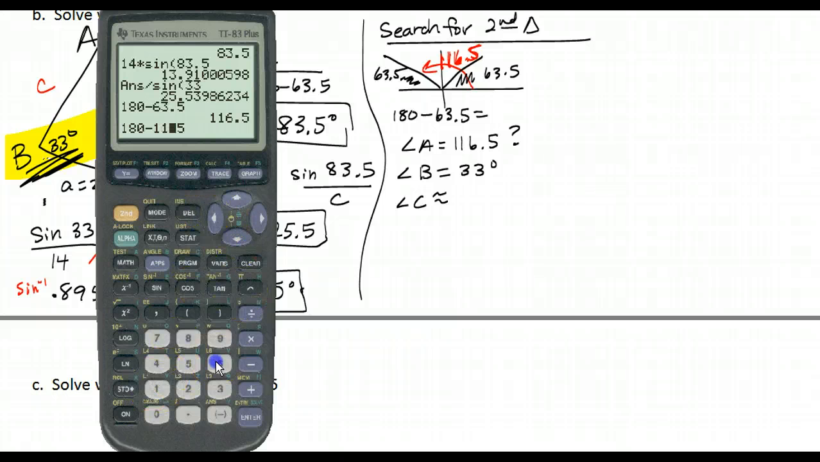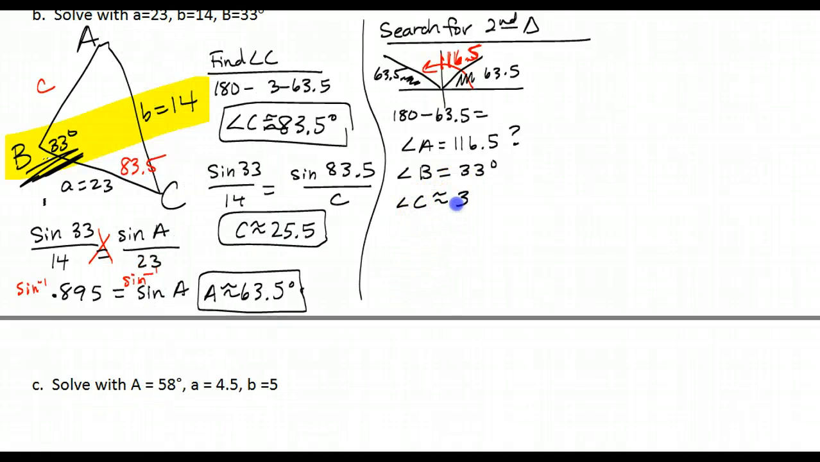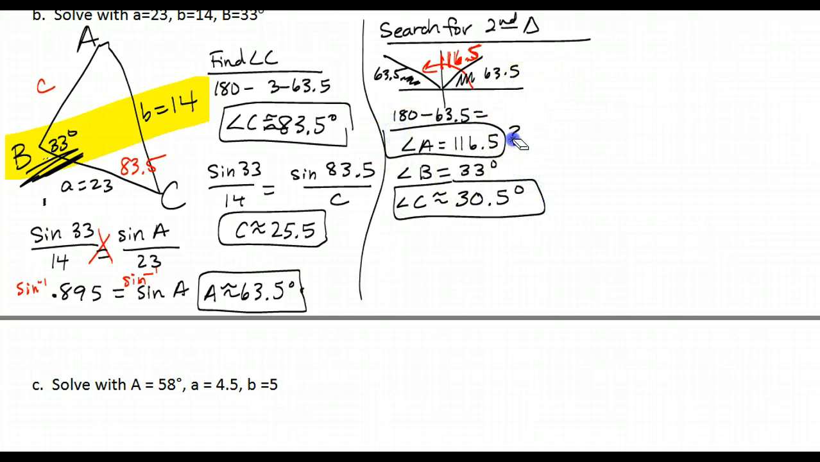180 subtract 116.5 subtract 33 is 30.5. So if you can find the third angle, then it is a yes. The second triangle exists. And the thing is, if this angle is different, this side is now going to be different.